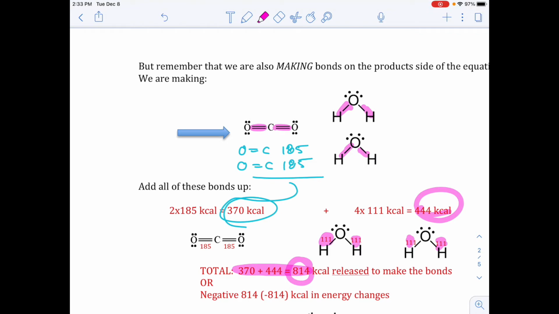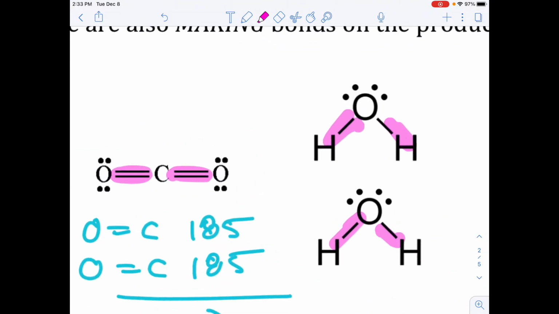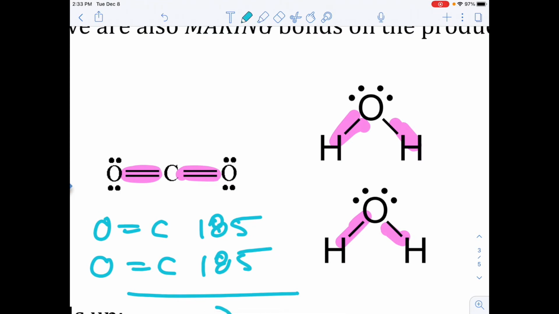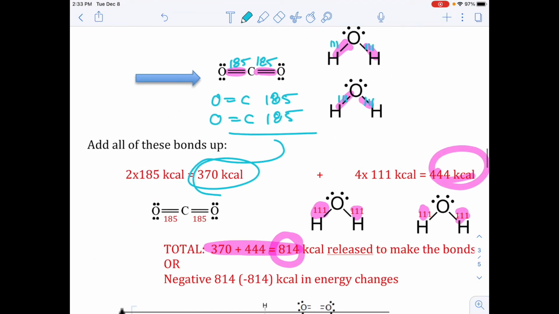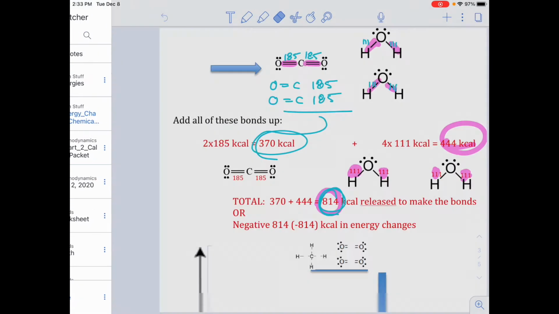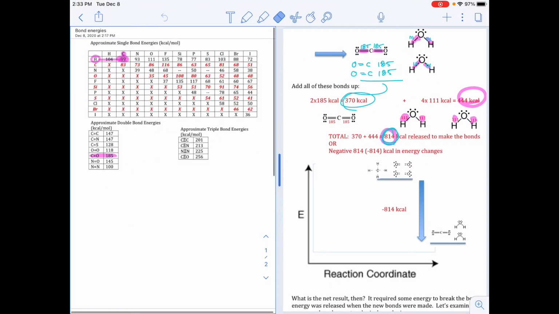So let me back up. All we're doing is taking these structures, going through each bond, and making sure we know what each one of these bonds is worth. And then I simply add those numbers together. As I discussed right off the bat, if you can add and subtract, you'll be fine at this. You have your table of bond energies, you find the bond, you add them together, and you get it.